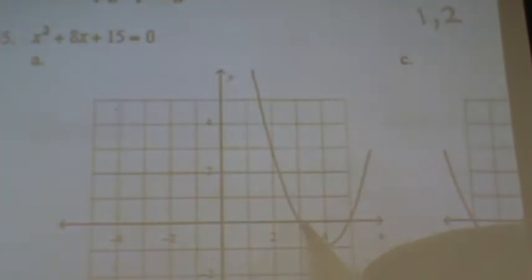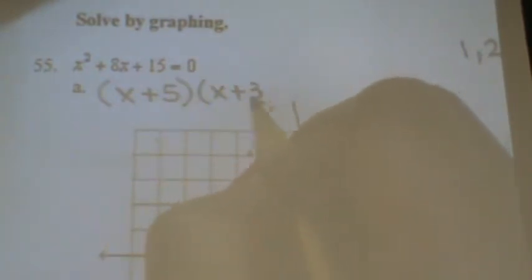Now, what you're gonna wanna do is find out where they cross the x-axis, that's something else you can do. So, I would factor this, x plus 5 times x plus 3. So negative 5 and -3 are your two x-intercepts, so C is the correct answer. Does that make sense?